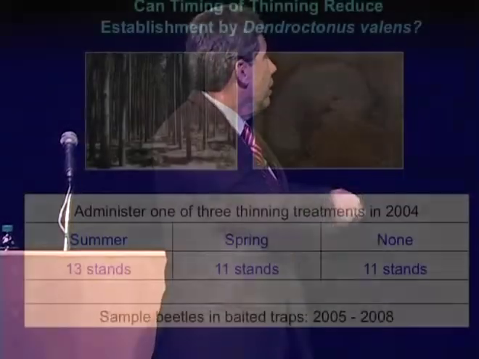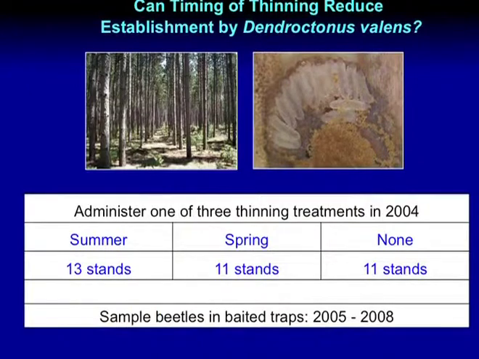The second approach I mentioned was to try to cut down on the amount of Dendroctonus valens coming into the system. And we tried to incorporate this into a routine silvicultural practice, namely thinning, and simply manipulating the time of the thinning. And so we had 13 stands where the thinning was done in the summertime, 11 stands where it was done in the spring, and 11 stands where there was no thinning. And we monitored this for 4 years. And again, the results in this system were encouraging.